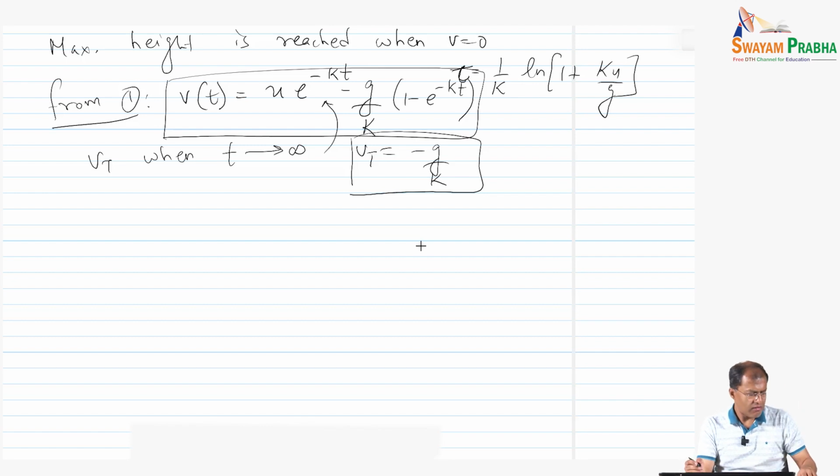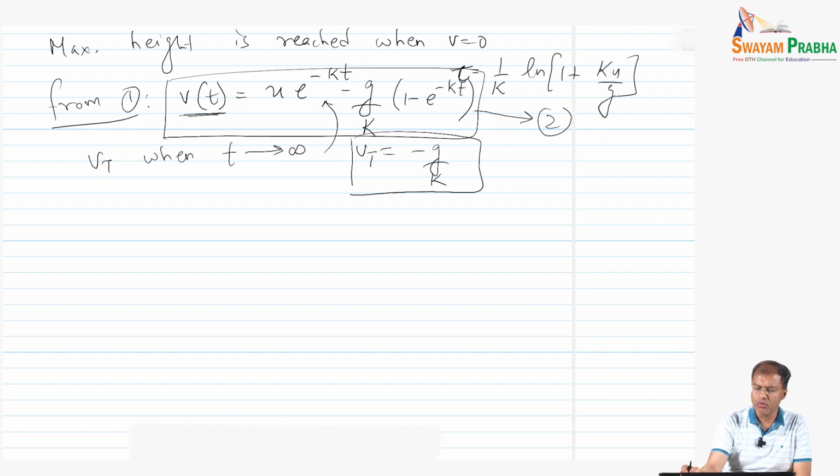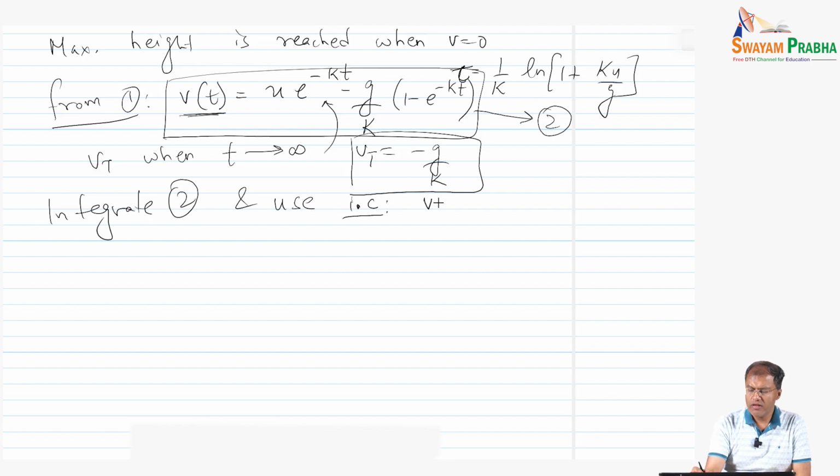Now the final thing that is left is we have to find the maximum height. To find the maximum height, look at this expression, let me call this expression 2. Now we have to integrate 2 and use the initial conditions that v is equal to u at t equal to 0, and when we integrate, z is equal to 0 at t equal to 0. So we use these initial conditions to find the expression for z as a function of t.